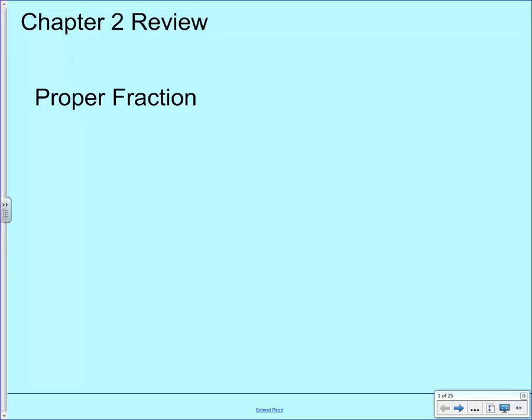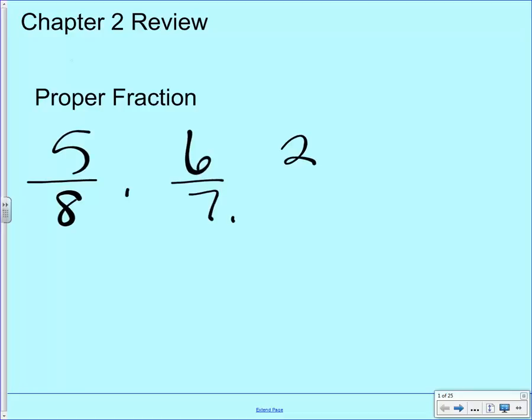I've typed on the screen a few things to kind of guide me through giving you these examples, and the first one is to talk about a proper fraction. Remember that a proper fraction means that the numerator is less than the denominator, and so these are some examples of proper fractions. Numerator, top number, is less or smaller than the bottom number, the denominator.